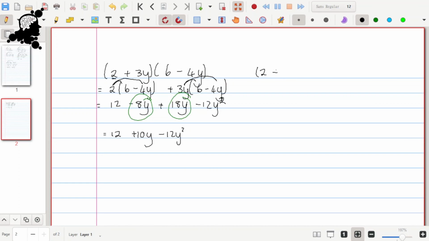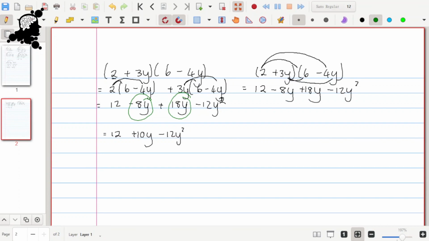So we've got 2 plus 3y into 6 minus 4y. Remember what we said with FOIL, multiply the first terms. So 2 times 6 is going to give us 12. Multiply the outer terms. So 2 times minus 4y, this is going to give us minus 8y. Multiply the inner terms. 3y times 6, this is going to give us positive 18y. Multiply the last terms. 3y times minus 4y is going to give us minus 12y squared.